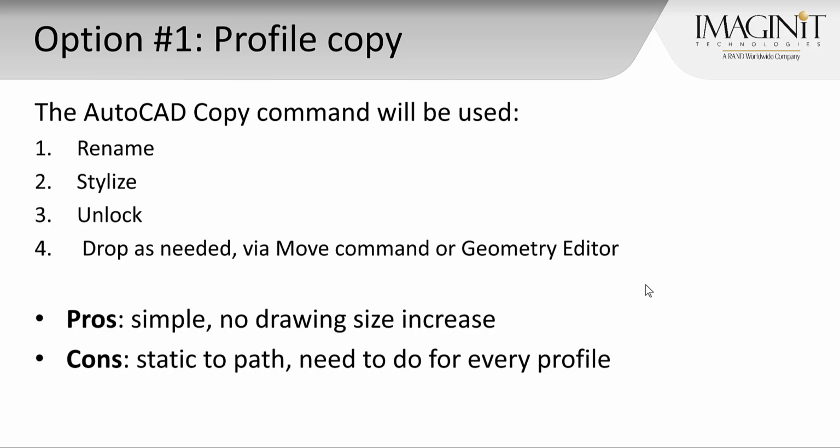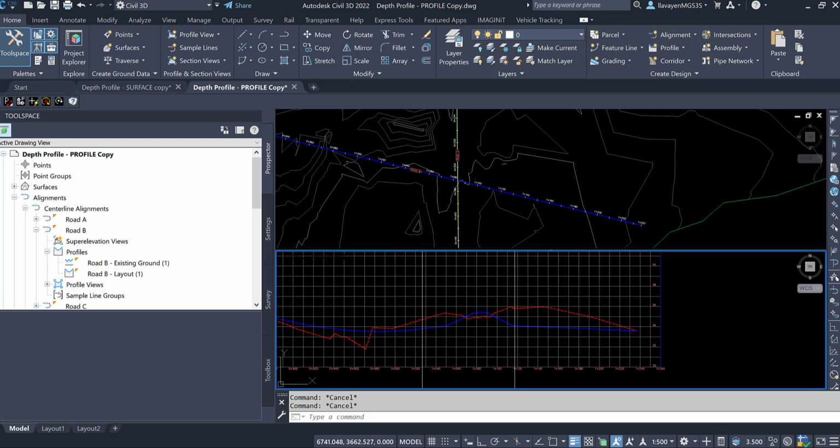We will then rename the profile, restylize it, unlock it, and drop it as needed via the move command or the geometry editor. The pros here are that this is a simple option, and there's really no big drawing size increase. The cons are that it is a static path, and you would have to do it for every single profile that you would need to copy. Let's jump right on in and take a look at how to do this.